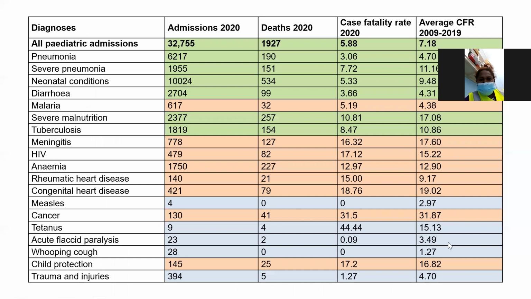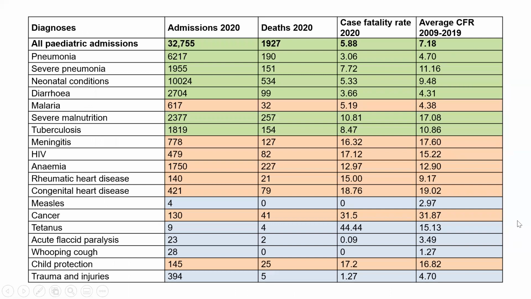Now, this is a complicated graph, but it breaks down. What I've tried to do in this table is to break down the admissions and deaths for 2020 and the case fatality rate. And then I've compared that to the average case fatality rate between 2009, when we really started collecting substantial data, and 2019. So the previous 10 or 11 years compared with last year.